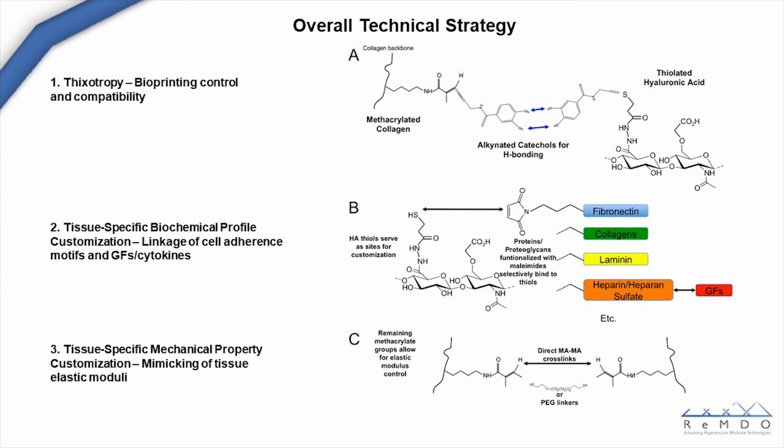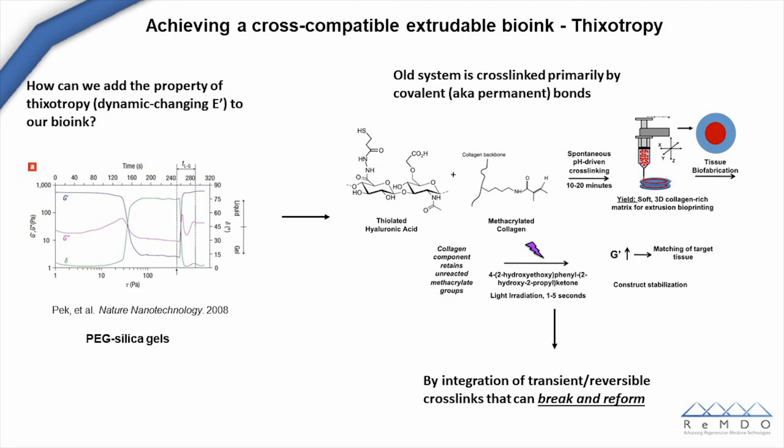So the overall technical strategy consists of 3 main attributes. So there's thixotropy, which essentially enables bioprinting control and compatibility for this bioink. There's biochemical customization, and what this allows is for tissue-specific bioinks to be created. And then another attribute is biomechanical customization, which allows for elastic moduli to be achieved to mimic specific tissue types. And so the first attribute that I'll cover is thixotropy.